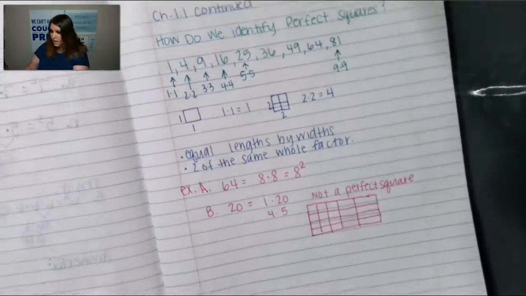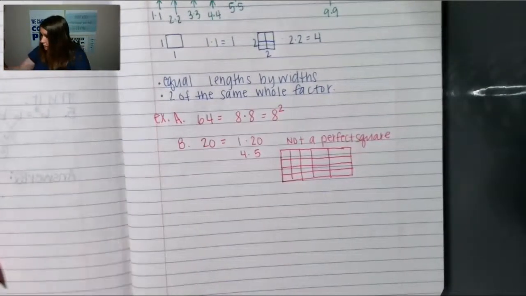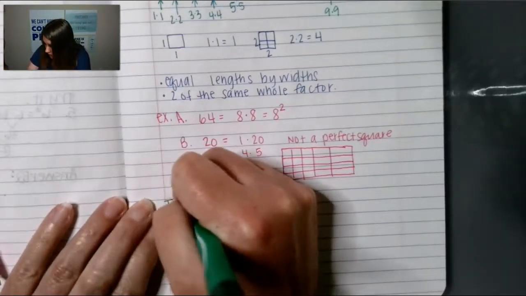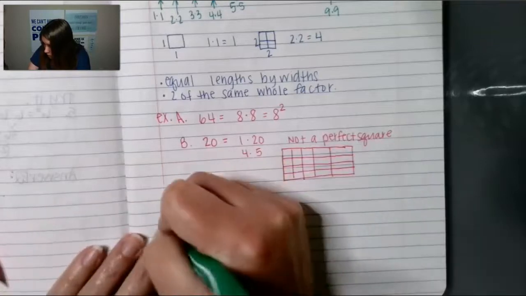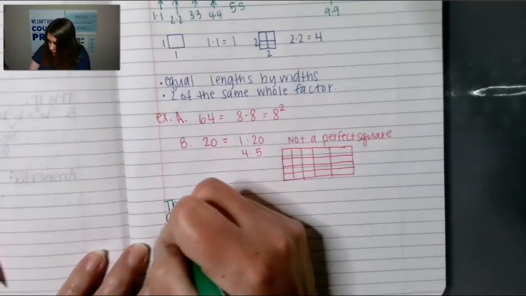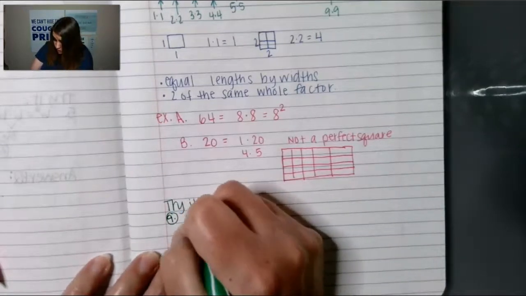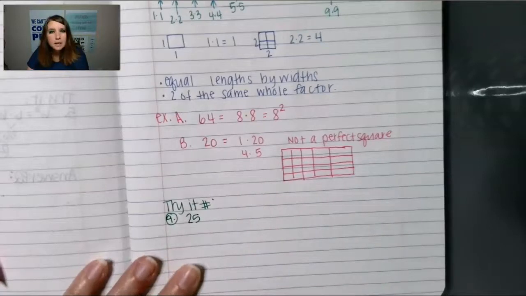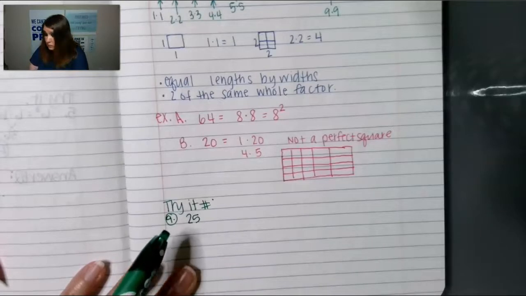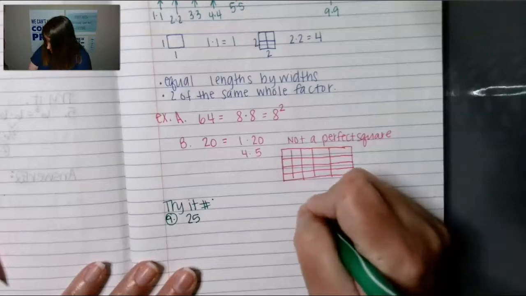So on your own right now, I want you to do 2 triads. Let's give you some triads here. I'm sorry, it's not triad number 1. It is triad number 9 because we did triad number 1 yesterday. So triad number 1 says 25. I want you to tell me how and if this is a perfect square. If it is, I want you to tell me how you make it a perfect square.